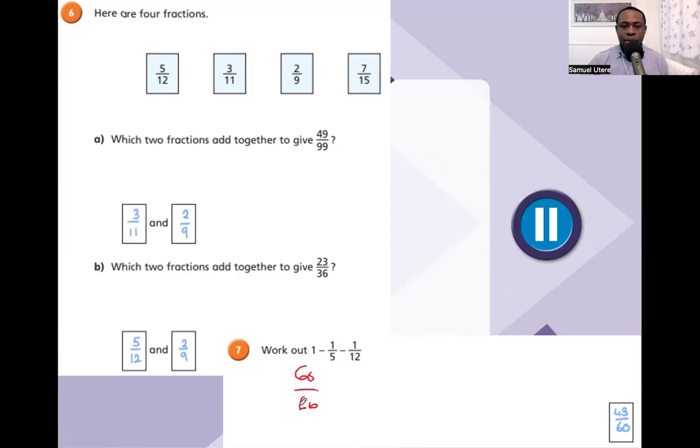Okay. Now, if you change this, this will be to multiply by 12. So this will be 12 over 60. And this will be to multiply by 5. So this will be 5 over 60. So remember, subtracting 12 and subtracting 5 is the same as subtracting 17. So, of course, 60 minus 17 will give you 43 over 60.